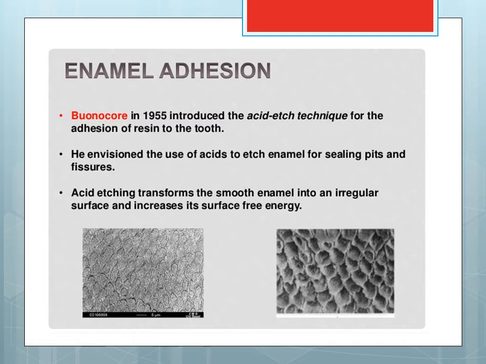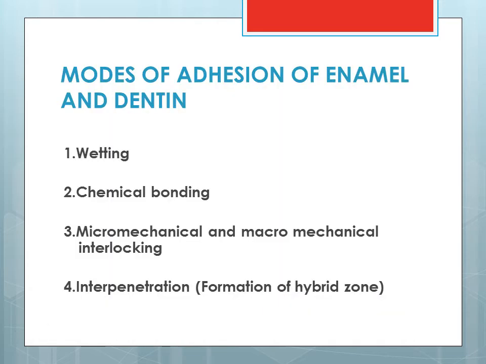Acid etching transforms the smooth enamel into an irregular surface and increases its surface free energy, which as you all know will ultimately improve the adhesion. As you can see from the two pictures, these are SEM images. One is of smooth, normal enamel on the left, and the second picture is of enamel after it has been etched. As you can see, the enamel tubules have opened up and it forms an irregular and rough surface. So this is the effect of acid etching on enamel.